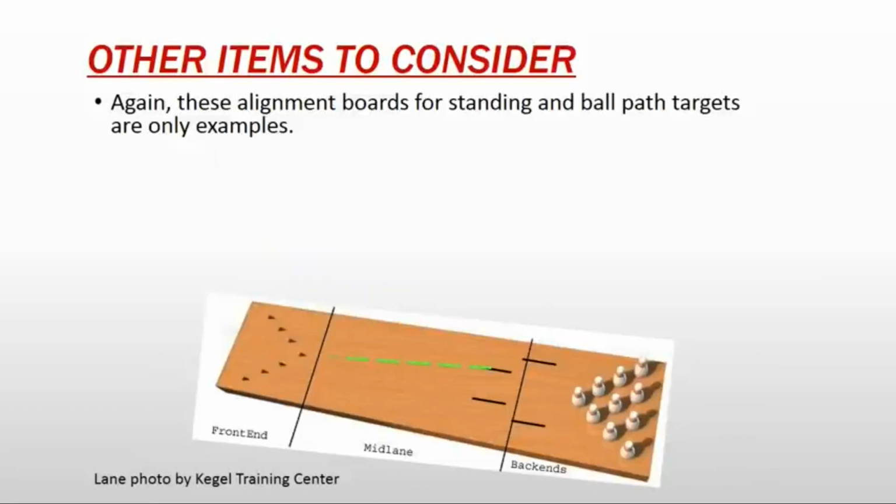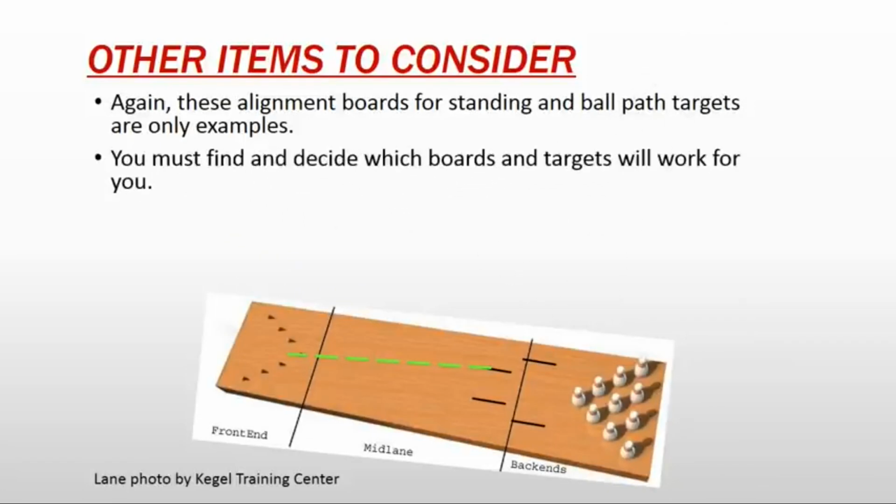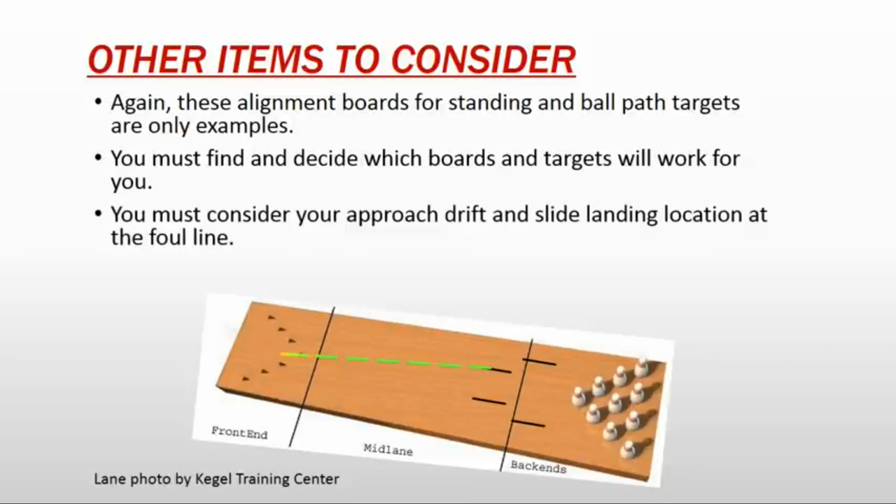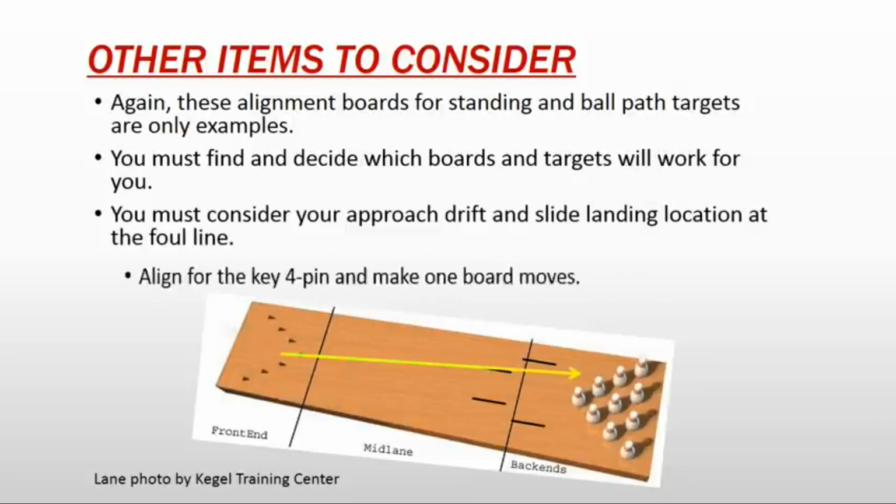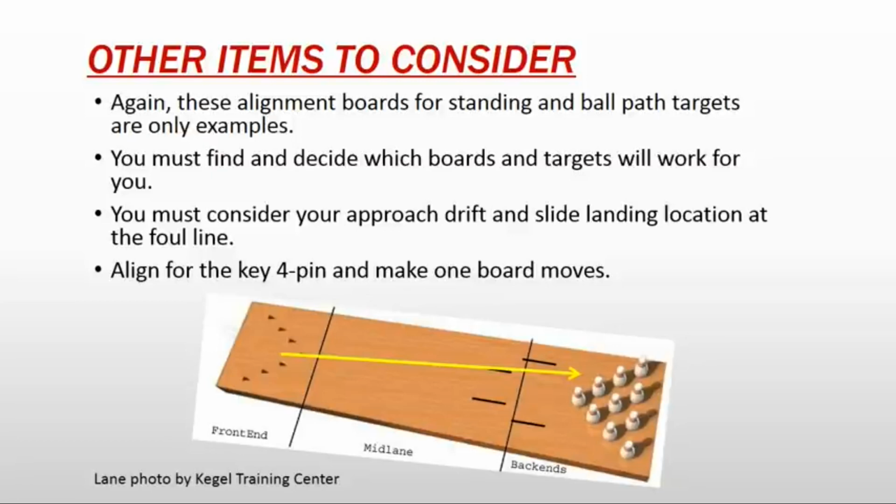Again, these alignment boards for standing and ball path targets are only examples. You must find and decide which boards and targets will work for you. You must consider your approach drift and slide landing location at the foul line. Align for the key 4 pin and make one board moves.